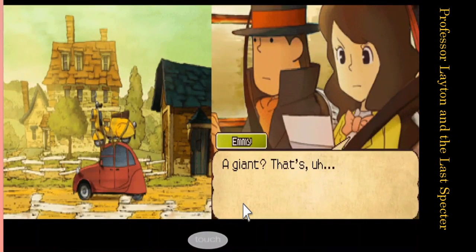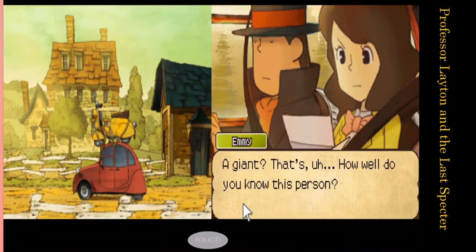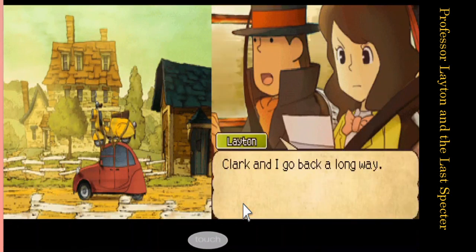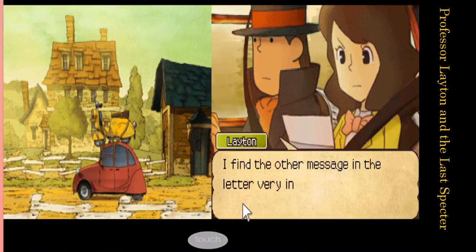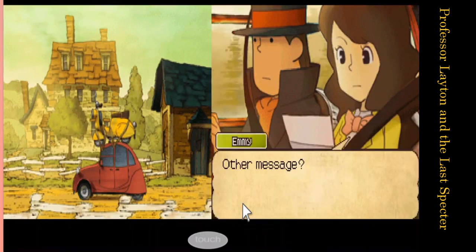A giant? Her? That's... How well do you know this person? Clark and I go back a long way. I can't imagine he would fabricate stories for no reason. I find the other message in the letter very interesting as well. Other message?